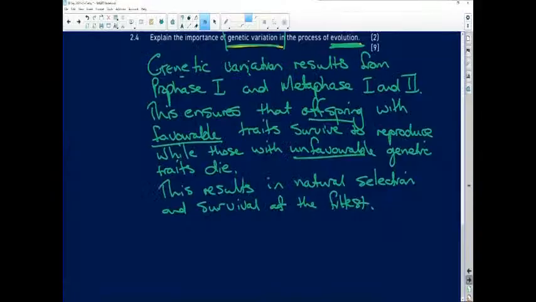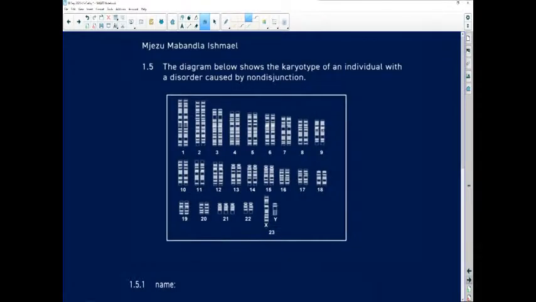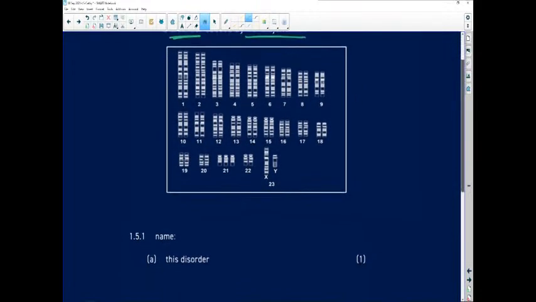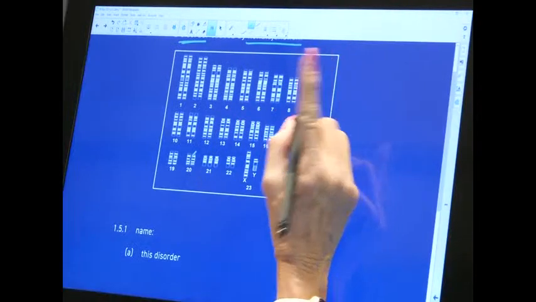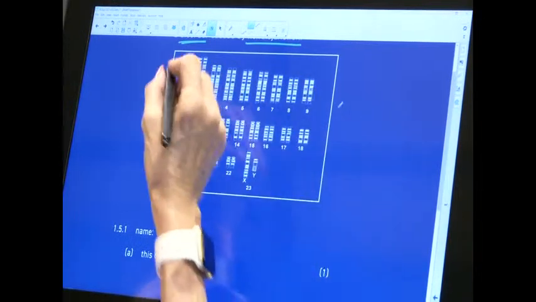All righty, let's see our next question. Okay, here we've got Mjezu as well. The diagram below shows the karyotype, which means all the chromosomes of an individual with a disorder, okay, caused by non-disjunction. Okay, now non-disjunction is when chromosomes do not separate during metaphase 1 and 2. So what does this diagram here tell us? Okay, let's go. First of all, what do we have?